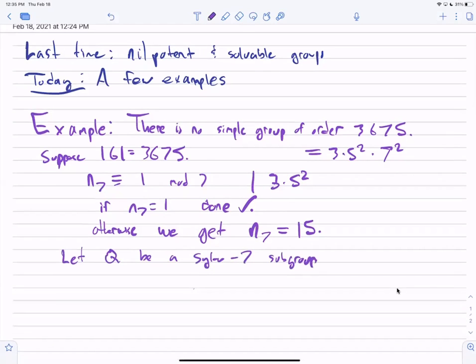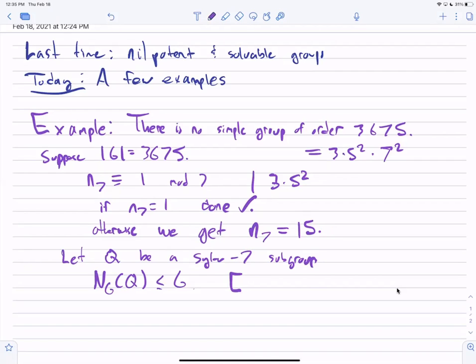And I'm going to look at the normalizer of G in Q. Okay, so this is a subgroup of G. And well, I can compute its size because I know that the normalizer of Q, that's just the stabilizer of Q under the conjugation action. And I know the conjugation action is transitive on these 15 Sylow-7 subgroups.